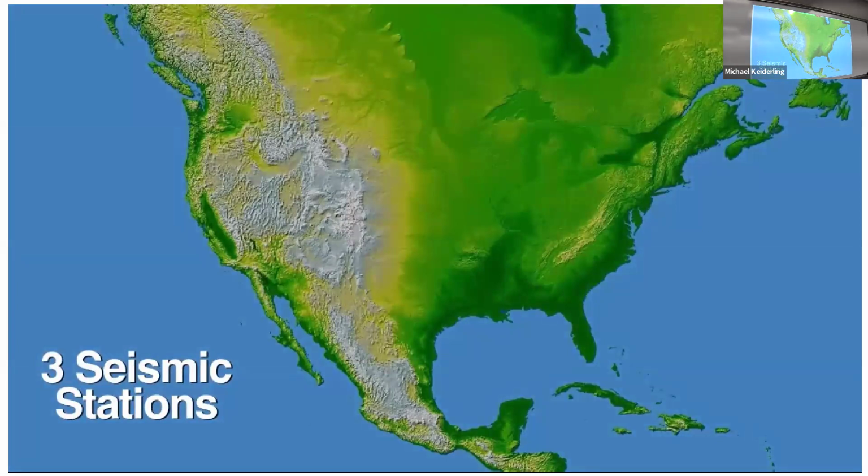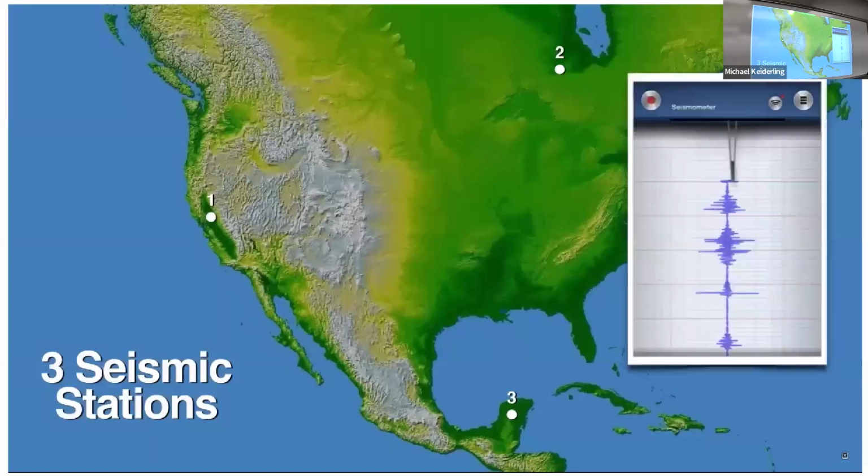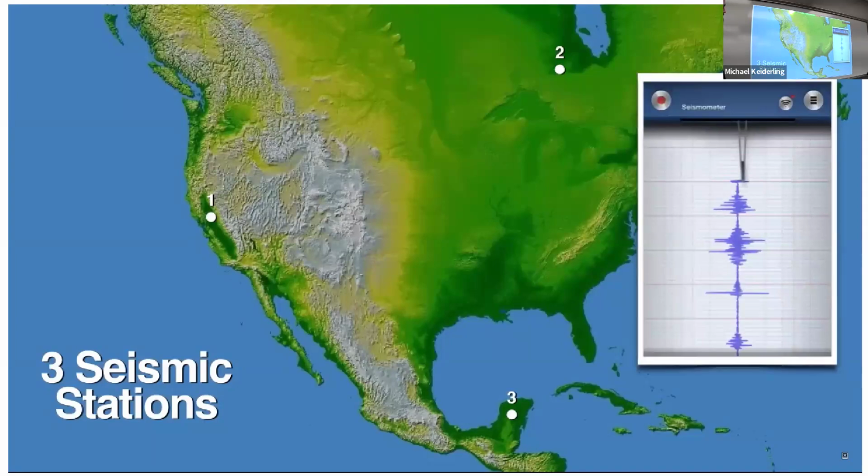So let's pop a few of these seismic stations on the map. Let's say we have one here in California, one up here in Canada, and one down south here, labeled 1, 2, and 3. Now, these are locations where we have seismometers actively monitoring the shaking in the Earth's crust. Of course, we have seismic stations all over the world. In order to use this triangulation method, we need at least 3 of these, or data from 3 of them.